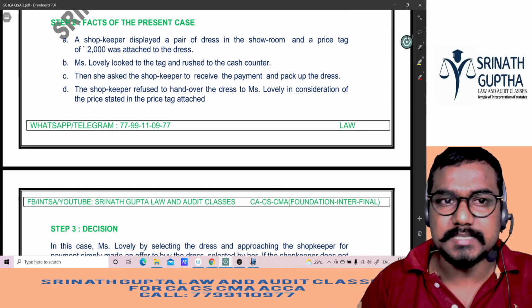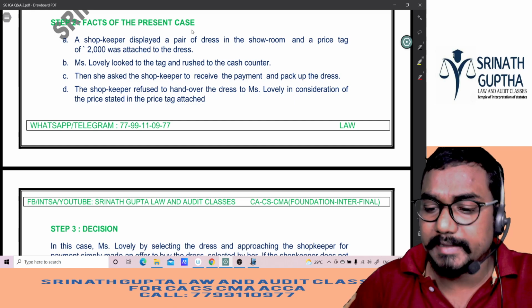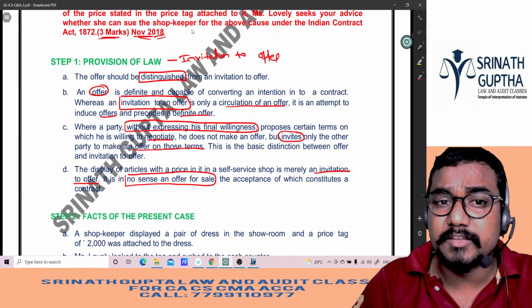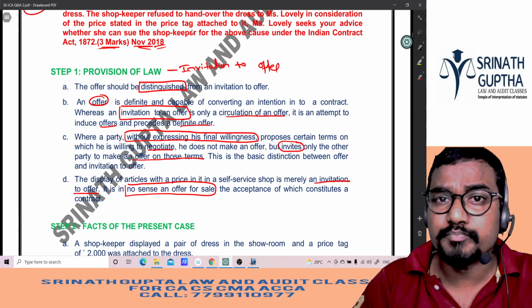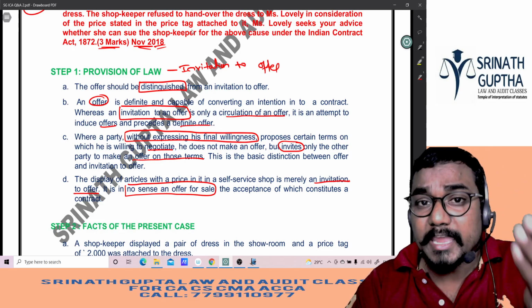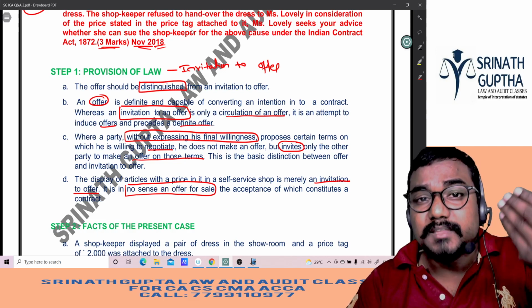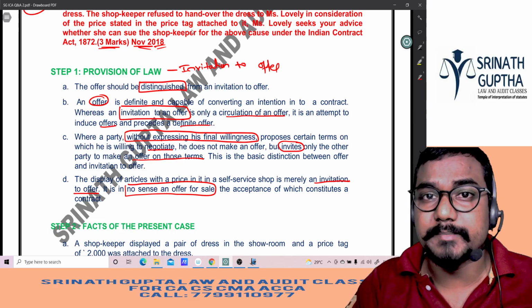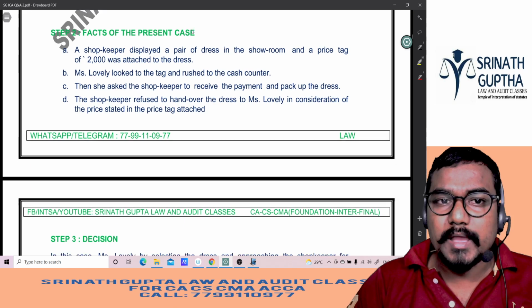Next, facts of the present case. Here we have discussed defining what is offer and what is invitation to offer. Offer is different, invitation to offer is also different. Invitation to offer means inviting the offers from the other party. Understood? Facts of the present case.